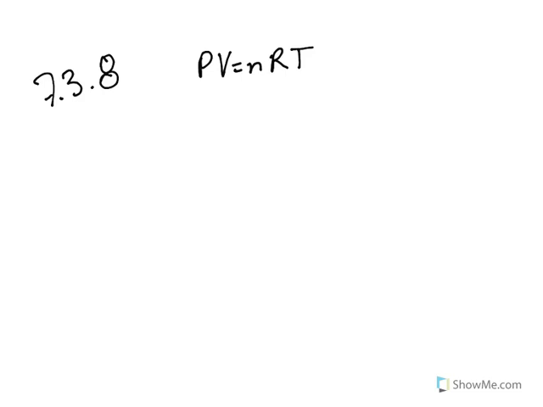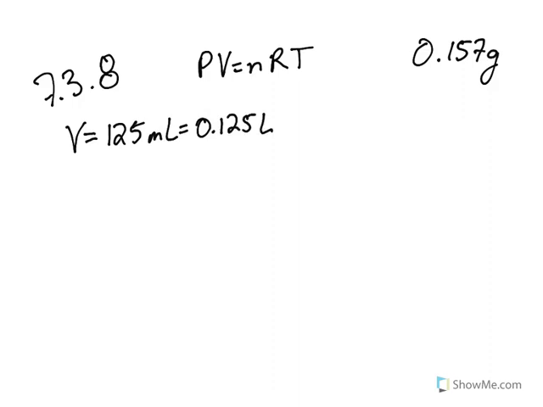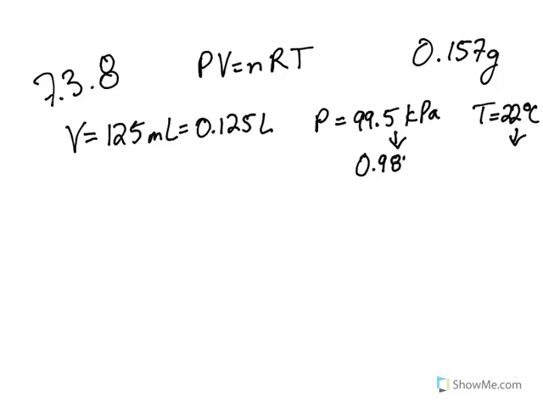So if I have 0.157 grams of this substance, and the volume is going to be 125 milliliters, which will be 0.125 liters. The pressure is 99.5 kilopascals, which we will have to convert to ATM, and a temperature of 22 degrees Celsius, which we will have to convert to Kelvin. The ATM is going to be approximately 0.982. We divide by 101.3, and the temperature in Kelvin, we add 273, and it will be 295.